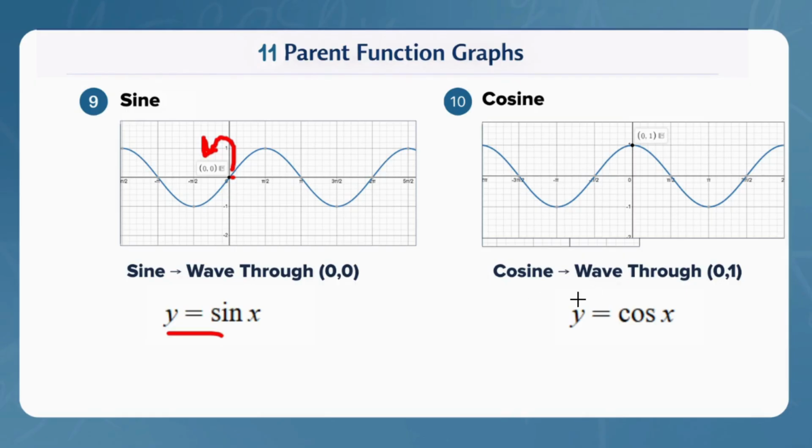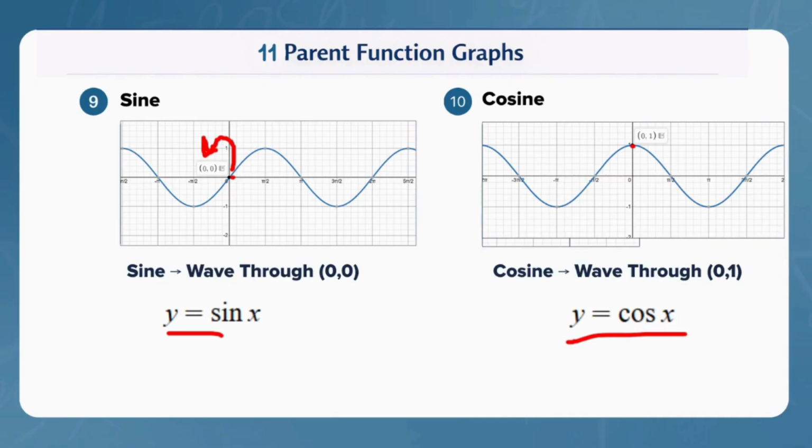And number 10 is cosine. It looks similar to sine. It's a wave, but do you notice it goes through the point 0, 1 on the y-axis.